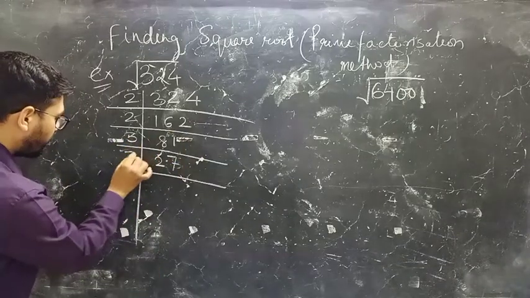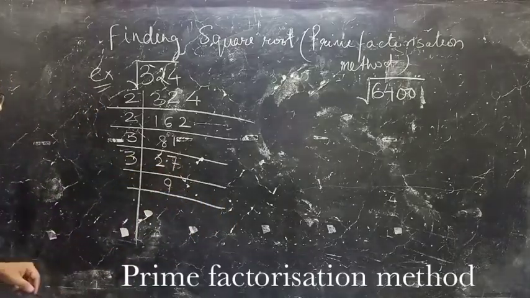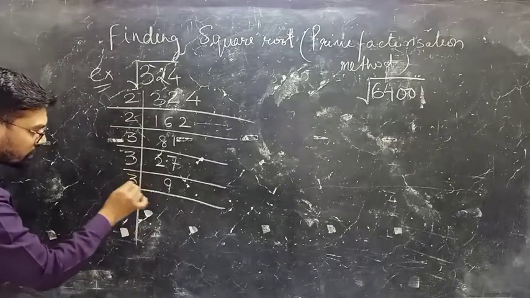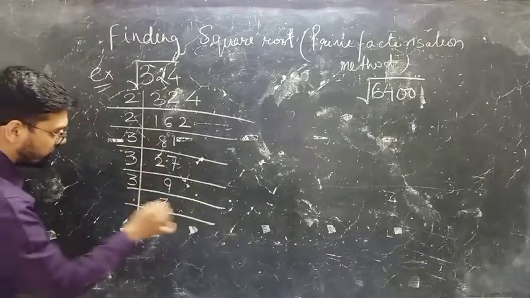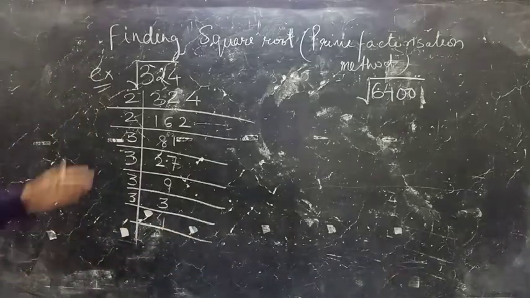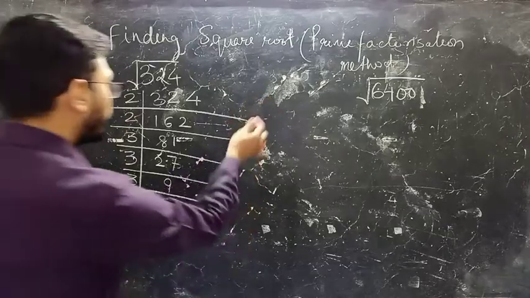3 9s are 27. And 3 3s are 9. And 3 1s are 3. So these are the factors of 324. So you can write it like this.